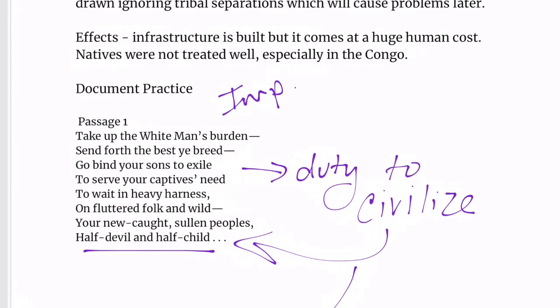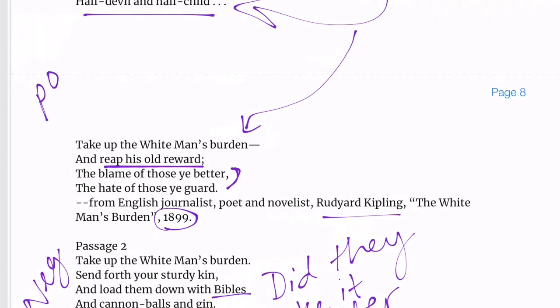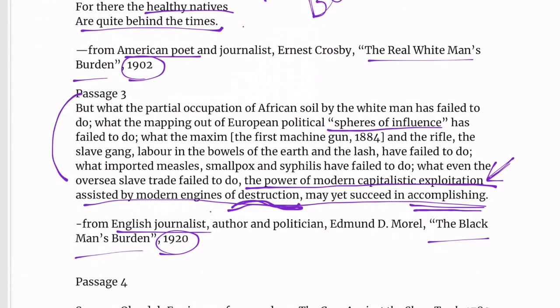Now, the author of the second definitely contradicts the first, right? The second is talking about, hey, did you actually make it better? And so this one is kind of talking about the negative impact, while this one has more of a positive spin. This one right here is like, you know what? All of these things here were horrible. But the capitalist exploitation is probably the worst.